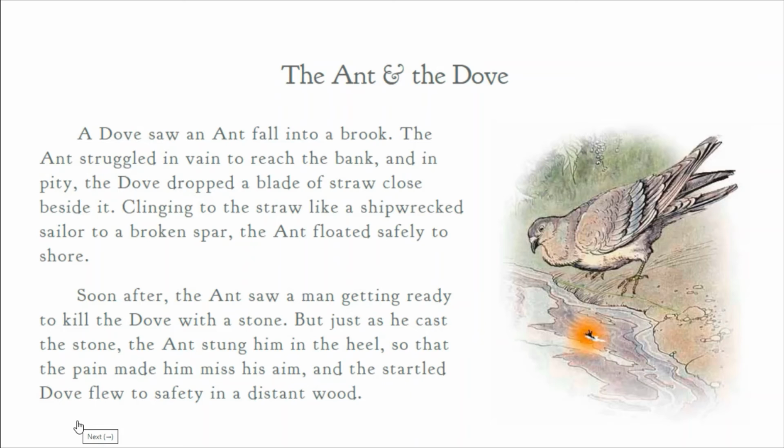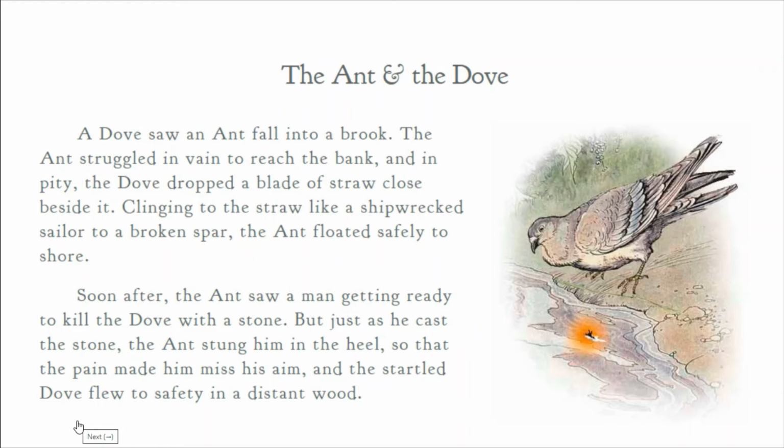Soon after, the ant saw a man getting ready to kill the dove with a stone. But just as he cast the stone, the ant stung him in the heel so that the pain made him miss his aim, and the startled dove flew to safety in a distant wood.